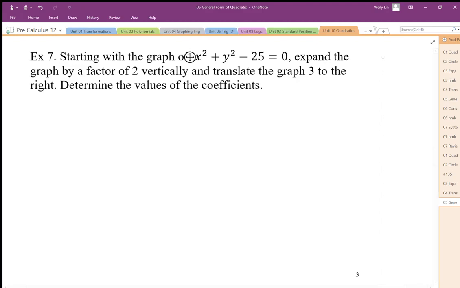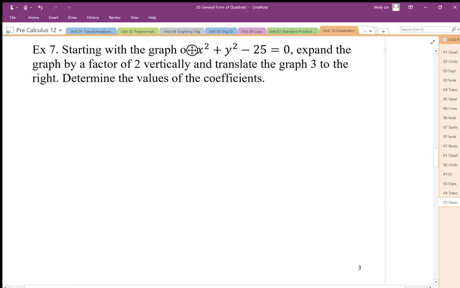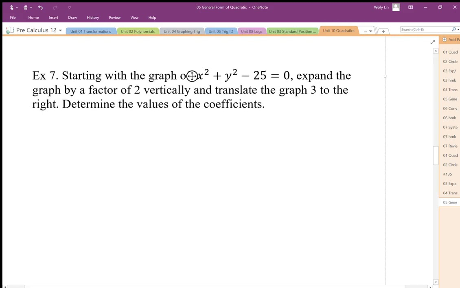Okay, so we're starting here with what looks like a circle formula, x squared plus y squared equals 25. And what we're going to do is expand the graph by a factor of 2 vertically and shift the graph to the right. So basically we're going to start with this circle.